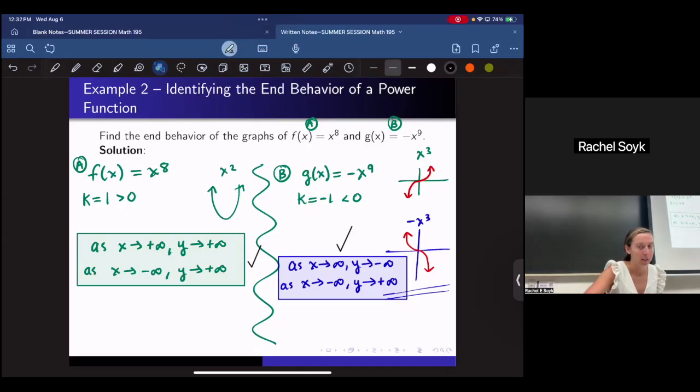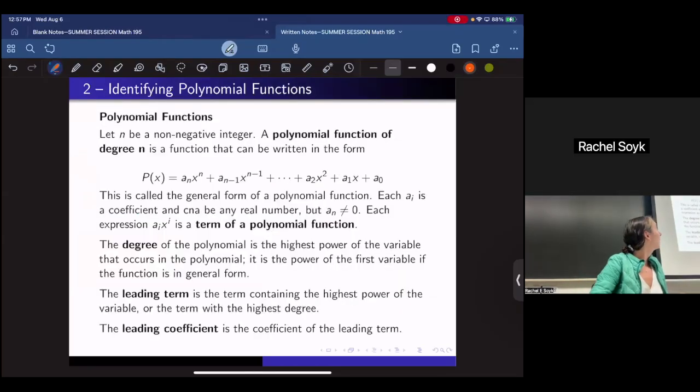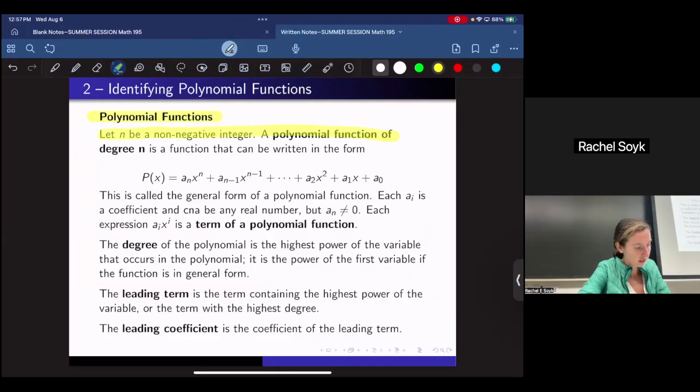All right. So we're on the second objective, which is being able to identify polynomial functions. And maybe I'll have someone read the definition of a polynomial function. Just have you guys read up to the yellow part. Yeah, go for it, Valerie.